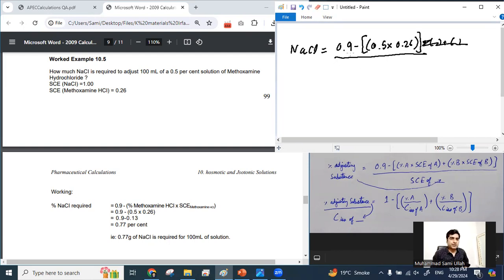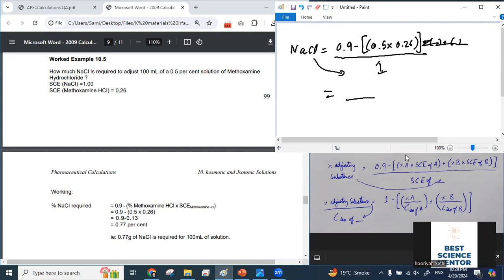And divided by the SCE value of this adjusting substance. SCE value of this adjusting substance is 1. Now you solve the formula and you will get the answer. That's it. So same like FD1, but the values will be given in SCE. 0.77 is the answer, sodium chloride, yes, 0.77%. So when the SCE value is given, you will be using this formula.